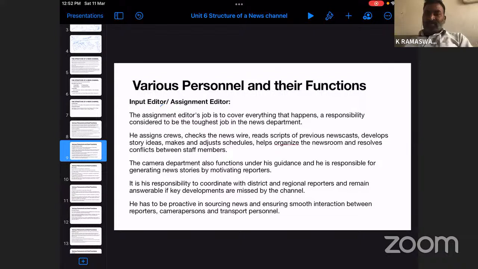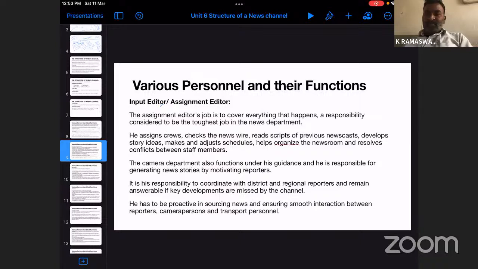The input editor is also the responsible coordinator with the district reporters. Under the input editor, there may be regional news coordinators. Based on the input editor's direction, these regional news coordinators will direct the news reporters of the particular district. For example, in Telangana we have 33 districts, with 33 reporters at the district headquarters. The 33 districts will be divided into regions, like North Telangana and South Telangana. One part is handled by one person, and the other part by another person. They call them RNCs, the regional news coordinators.